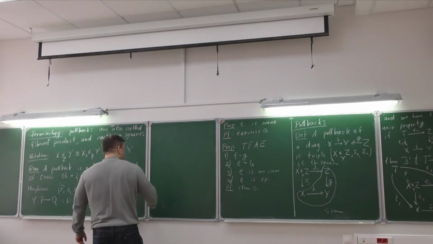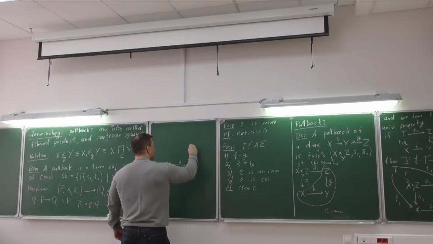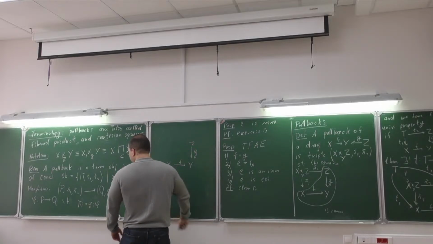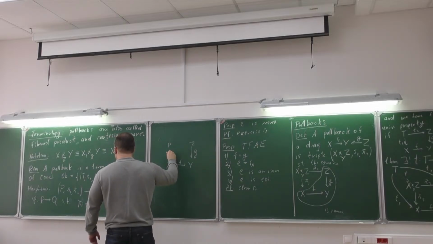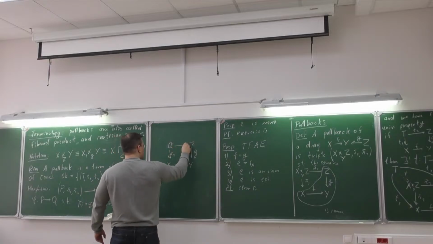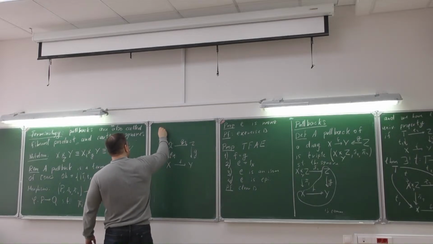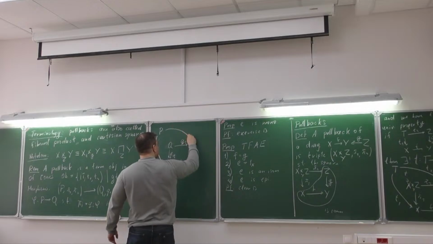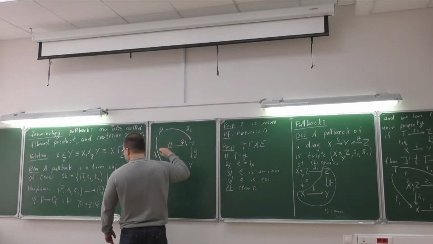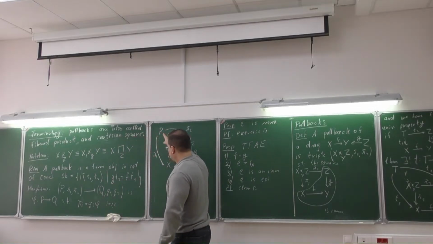So in the diagram we have X, f, Y, g, Z. So suppose we have P somewhere with projections. Let's start with the Q. So here we have Q, Q1. This is Q2, and now we have P. So this map is pi 1, this map is pi 2, and this map is phi.